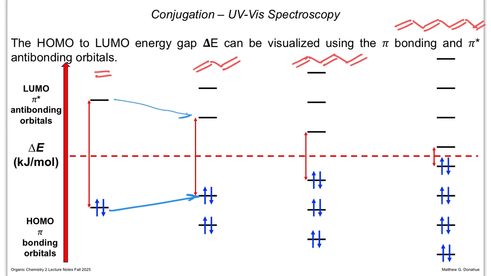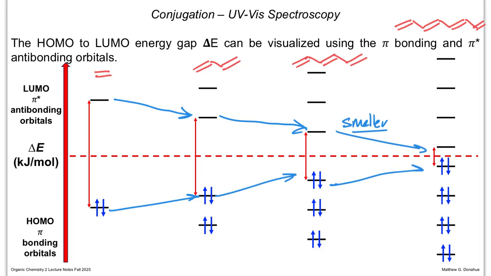So notice that distance as we add alkenes. It's getting smaller and smaller. That means it takes less energy to promote the electron. And as we add more and more, then we start getting into these substances that we can perceive in the visible region.